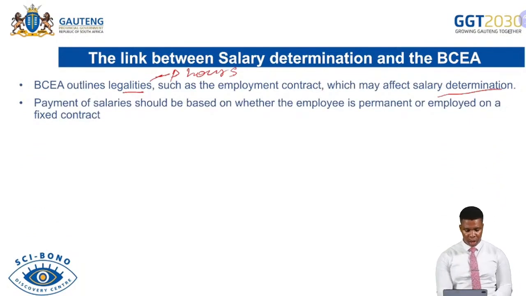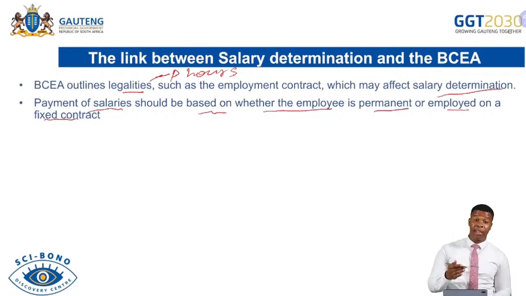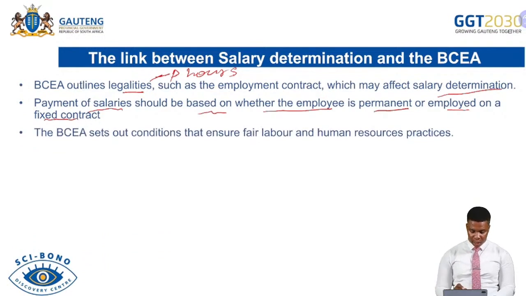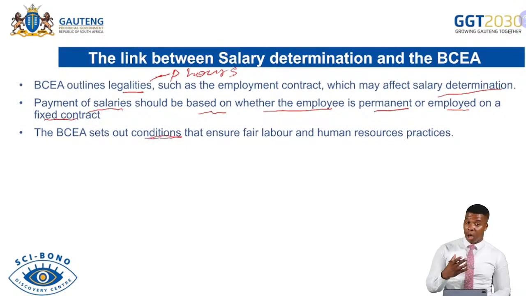salary determination. Furthermore, payment of salaries should be based on whether the employee is permanent or employed on a fixed contract. That is what the Basic Conditions of Employment is saying, to say the conditions or the salary determination for a permanent worker cannot be similar to a temporary worker or a worker who's hired on a fixed contract. And then the Basic Conditions of Employment sets out conditions like the regulations of working hours, like the overtime, like the leave conditions that are there.